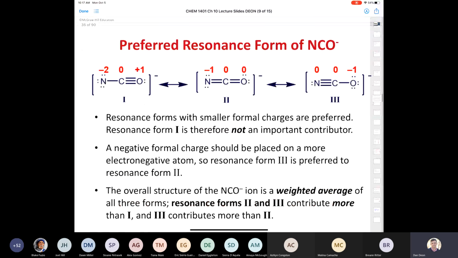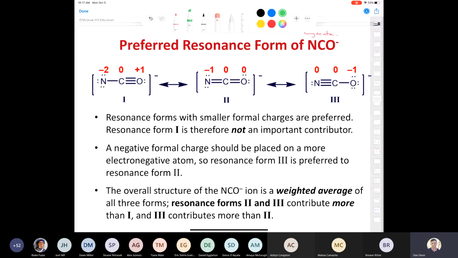Let's see here, what else? So let's take a look at NCO, which is the cyanate ion. So cyanate, write that in here, cyanate. If you want, some students like to Google everything, and there's no problem with that. Now, if we were to spend some time drawing the resonance forms or the resonance structures of cyanate, which is a polyatomic ion, we would come up with these 3 structures that are shown here.